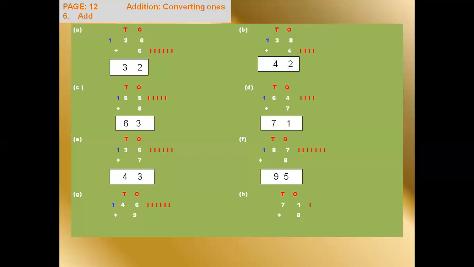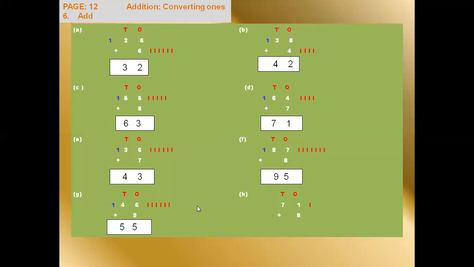Next, F. 87 plus 8. So how will we do? 7 is the smaller digit. So draw 7 lines here, and then after 8, we count 8, 9, 10, 11, 12, 13, 14, 15. Write 5 here and 1 go to add in tens. So 8 plus 1, 9. Okay. So answer is 95. 87 plus 8, 95.